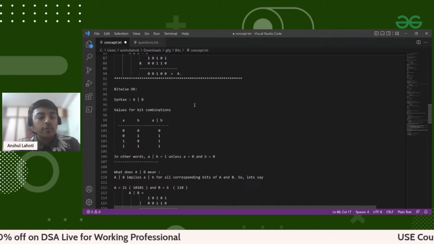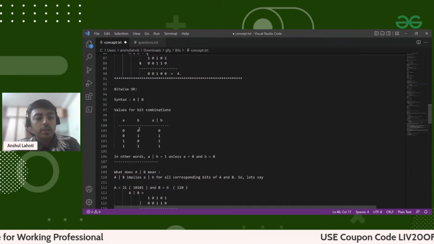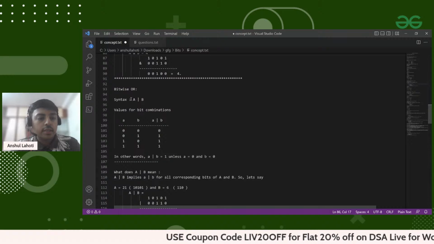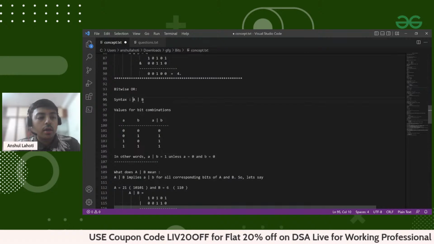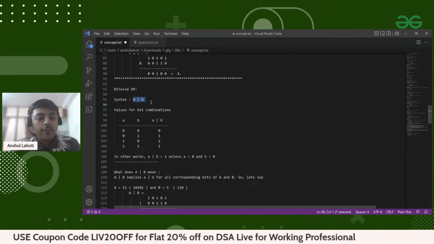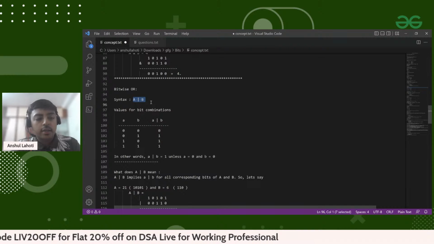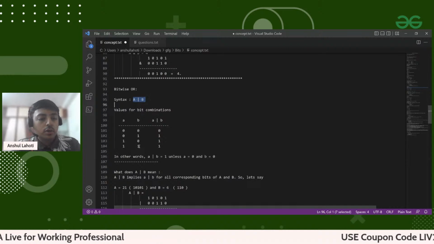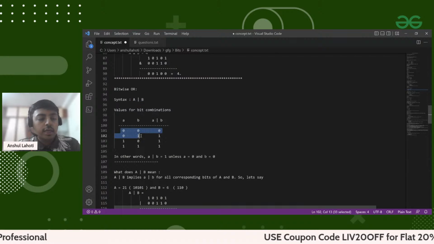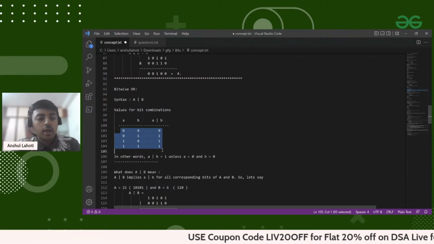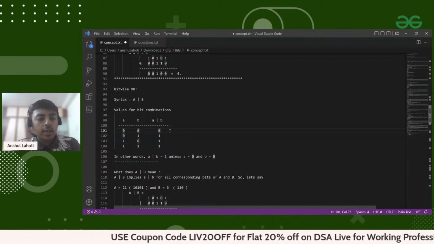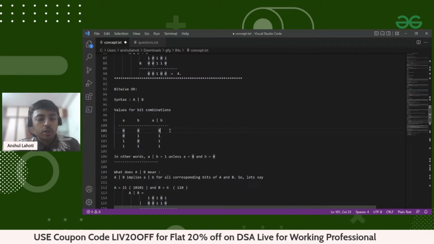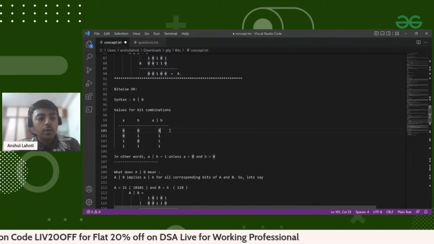Same way for OR: 0 OR 0 will be 0. This is the syntax of OR, A or B. If any bit has 1, then the output will be 1. Otherwise it will be 0. You can see in the table that only in one place we are getting 0: when A equals 0 and B equals 0, then the OR of both the bits will be 0. Otherwise it will be 1.